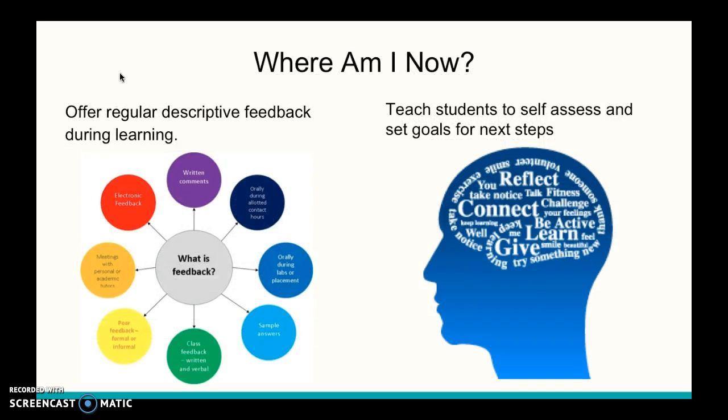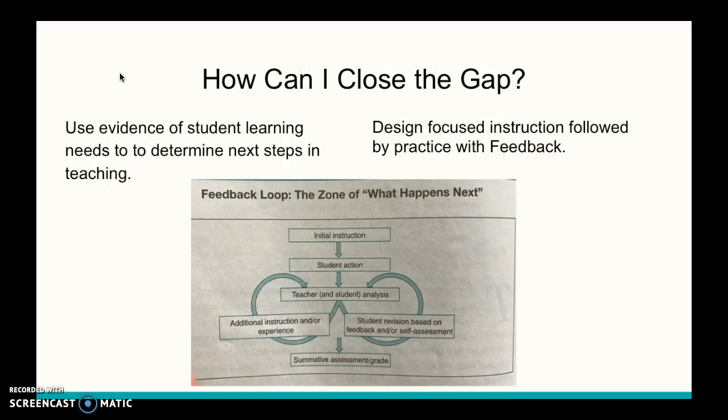The second question, where am I now, suggests that teachers offer regular descriptive feedback during learning, and this can look any number of ways. And we also need to teach students to self-assess and set goals for next steps of learning, reflecting, connecting, being active learners.